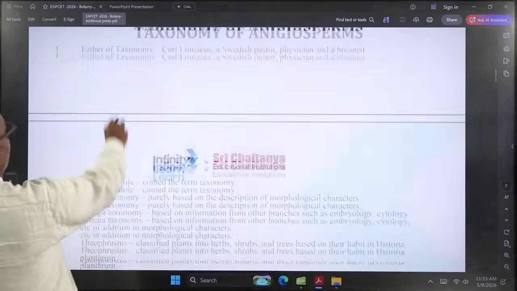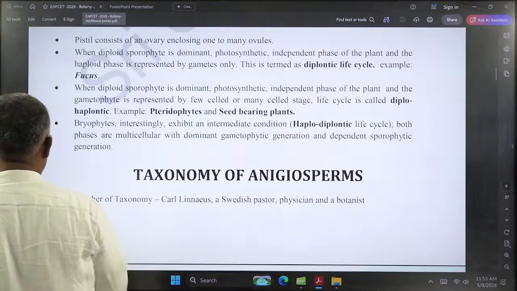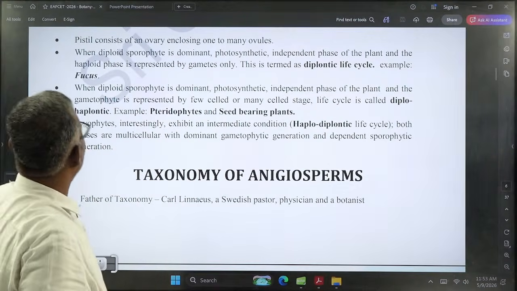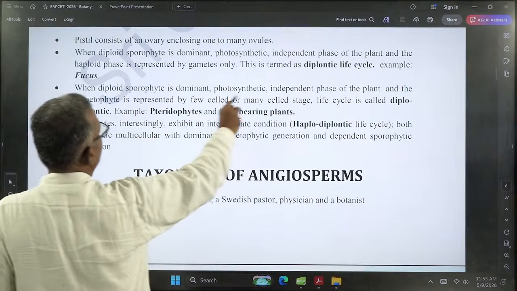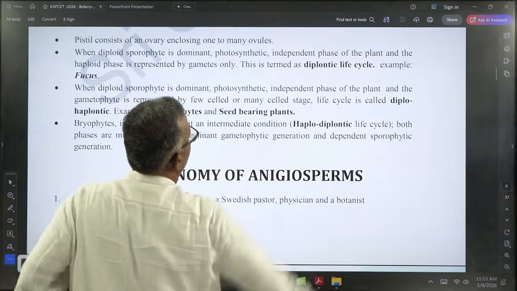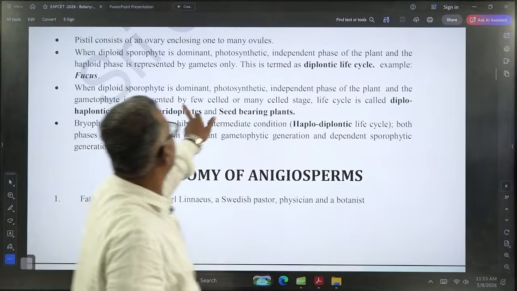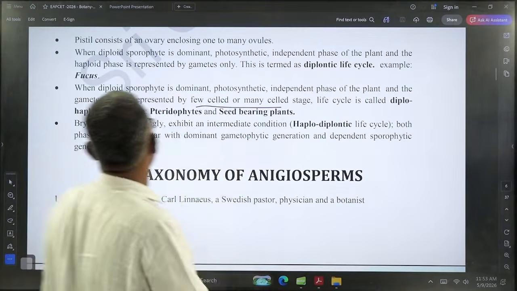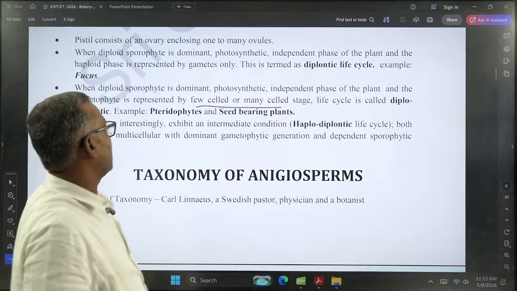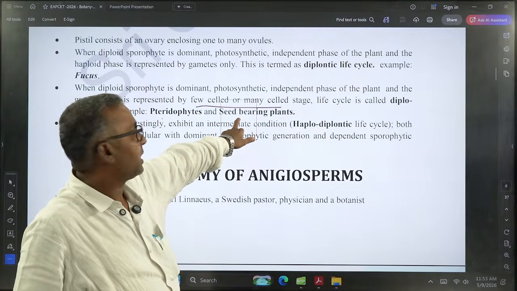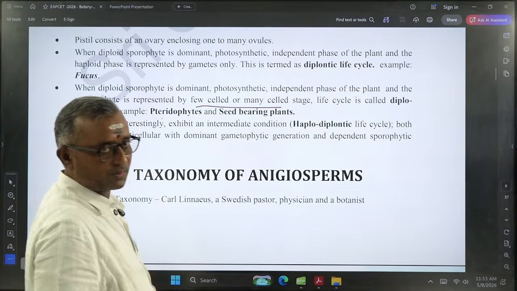This is very important. See, here they have very clearly mentioned. You can check your material also. When the diploid sporophyte is the dominant, photosynthetic, independent phase of the plant, and the gametophyte is represented by few cells or many cells, the life cycle is called diplohaplontic life cycle. Example, pteridophytes and seed-bearing plants. Seed-bearing plants means angiosperms and gymnosperms.